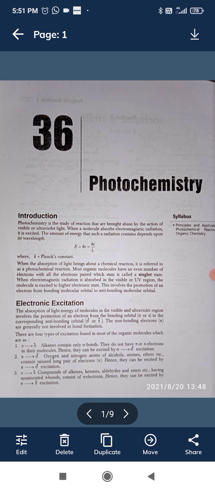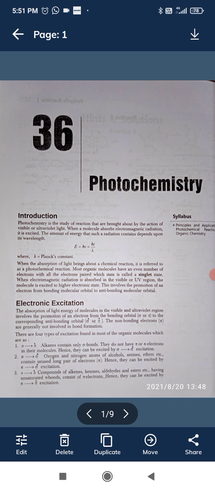The third type of excitation is pi to pi star. Please correct, it is not pi to sigma star, it is pi to pi star. Compounds such as alkenes, ketones, aldehydes, esters, etc. having unsaturated pi bonds consist of pi electrons, hence they can be excited by pi to pi star excitation.